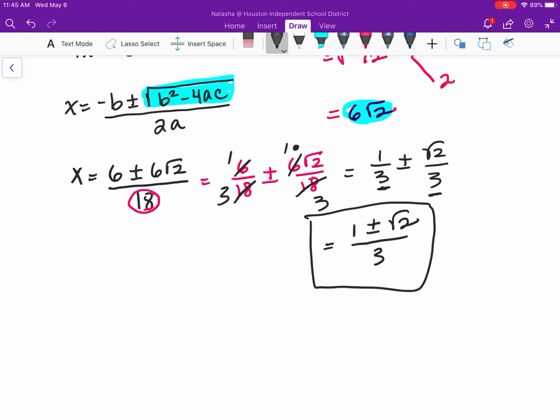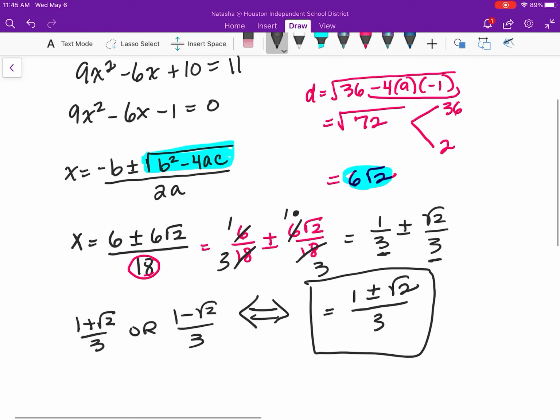And I know that I'm talking about both answers, but you could say 1 plus the square root of 2 over 3, or 1 minus the square root of 2 over 3. You can write it either way. All right, these are equivalent statements. The one on the right just takes up less space. The one on the left takes up more space, so we don't always want to take up more space, especially when we're looking at lots of calculations.